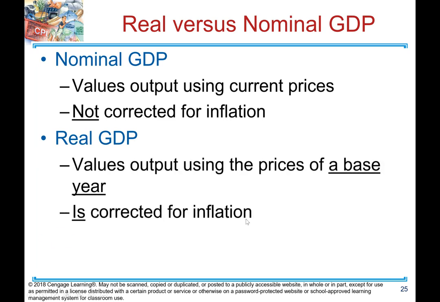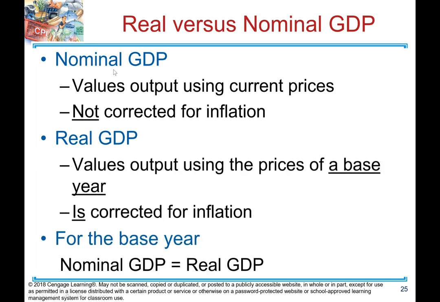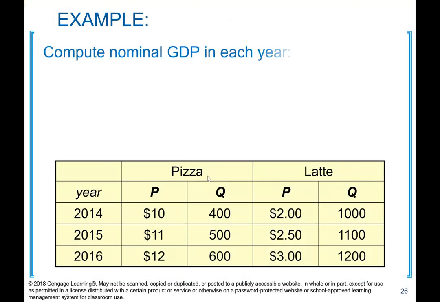Real versus nominal GDP. Nominal GDP is valuing output using current prices, and it is not corrected for inflation. Real GDP values output using prices of a base year, which is corrected for inflation. For the base year, remember that nominal GDP is always equal to real GDP. So here is an example.